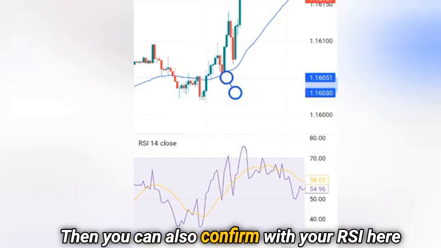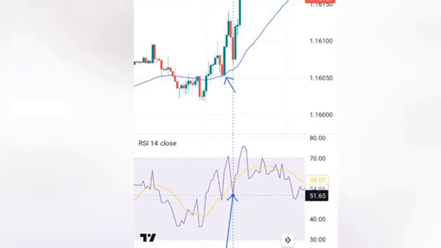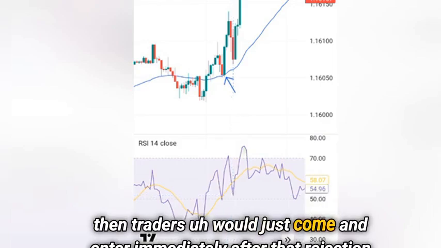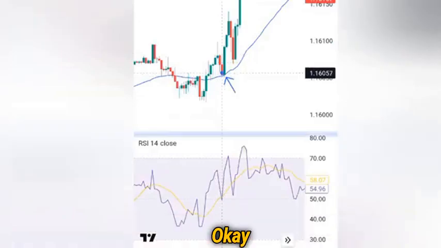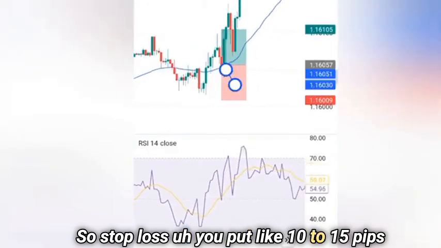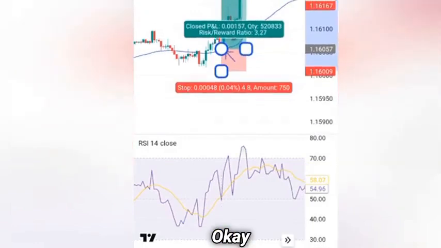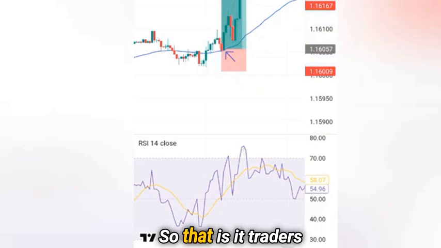Then you can also confirm with your RSI here. Your RSI showed that the rejection from our 50 level was made. Then traders would just come and enter immediately after that rejection. Okay. So stop loss, you put like 10 to 15 pips. Then you target a 1 to 2 trade. Okay. So that is it, traders.